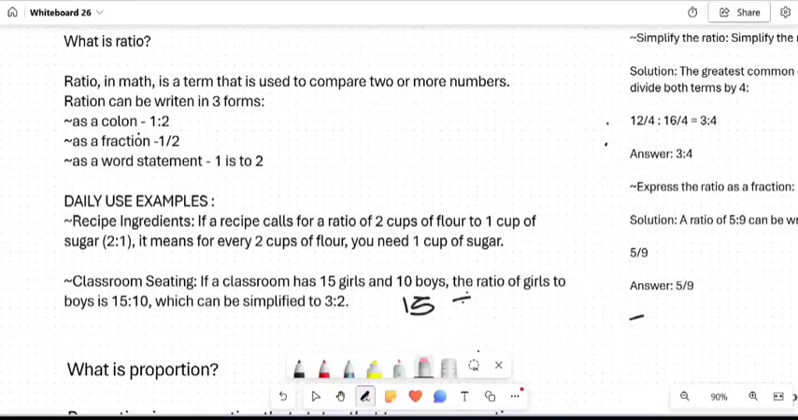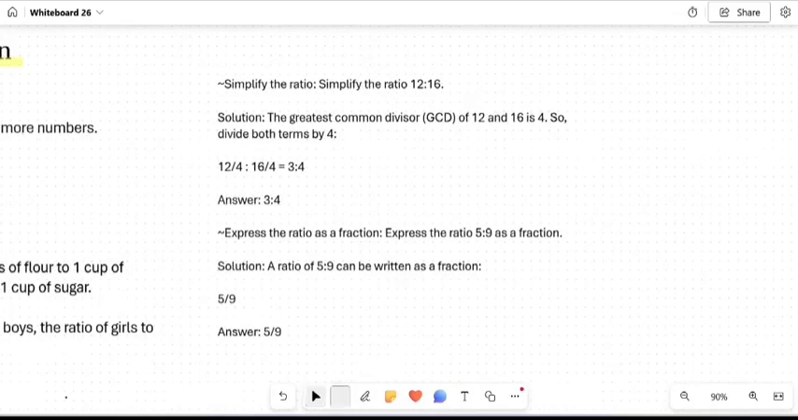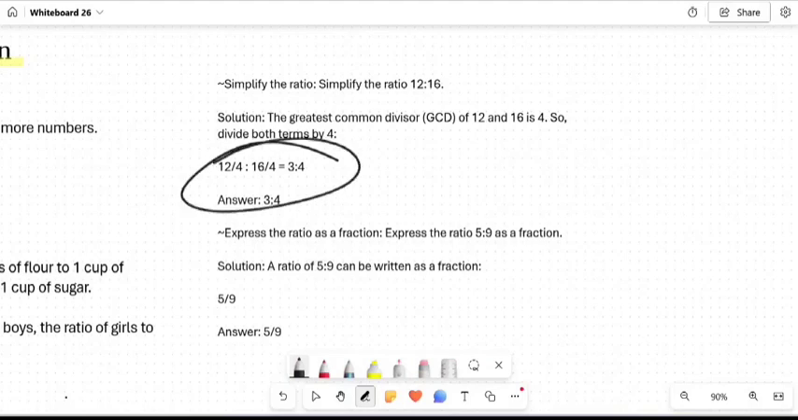Now let's see some questions related to it. So now, simplify the ratio. Simplify the ratio 12 is to 16. Okay, so now, first of all, I already told you how to do this. Leave this part right now, we will go with that also one more time when we are done with this one, which I'm going to tell you right now.